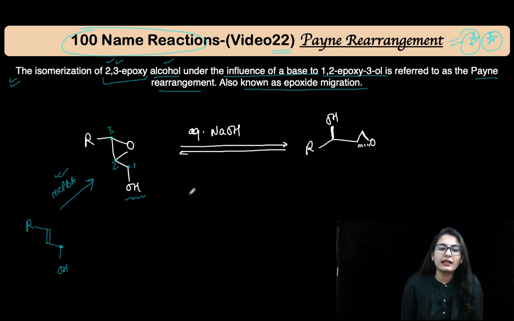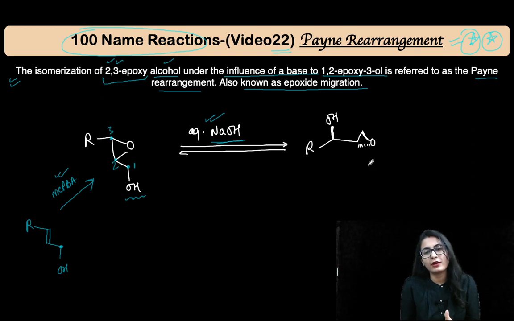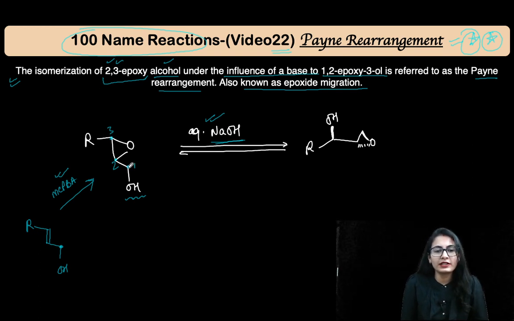Now, under the influence of a base, it is going to give you a shift in the epoxide. As you can see, the OH which was on the terminal carbon number 1 now shifts to carbon number 3. Yes, 1, 2 and 3. So this is basically also known, very simply, as epoxide migration or the Payne rearrangement. Now we are going to see the mechanism.